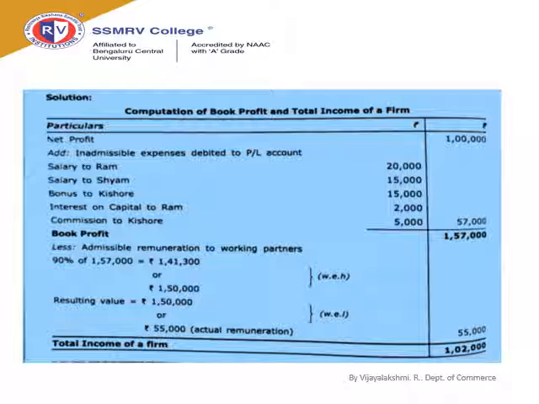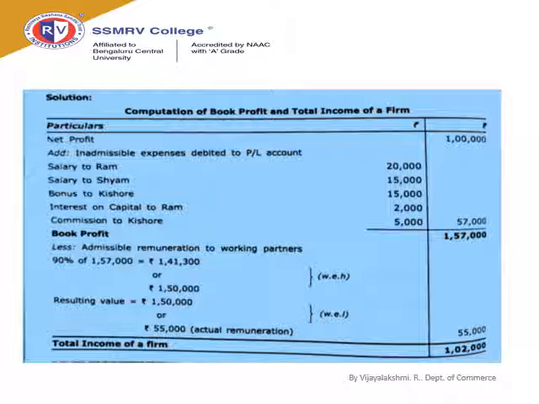Now you need to remember the slab. So the book profit is below 3 lakh. So you need to take 1,57,000 into 90%. Here it is given for you. Admissible remuneration to the partners, 90% of 1,57,000 comes to 1,41,300. So that 1,41,300 is compared with the maximum limit, that is 1,50,000. Out of these two, whichever is high will be taken. Here we are going to get 1,50,000.